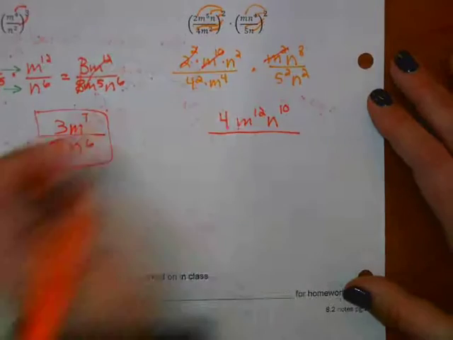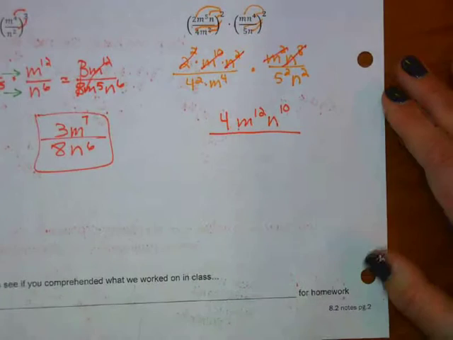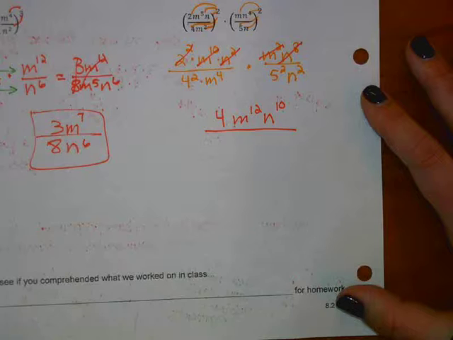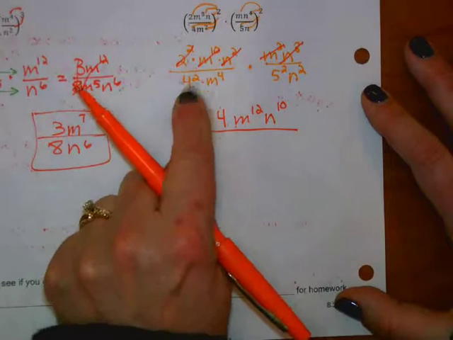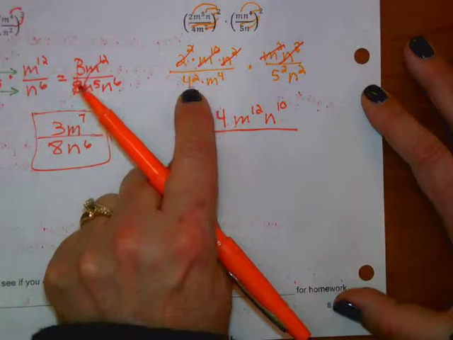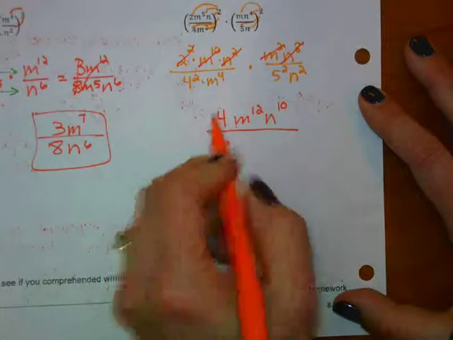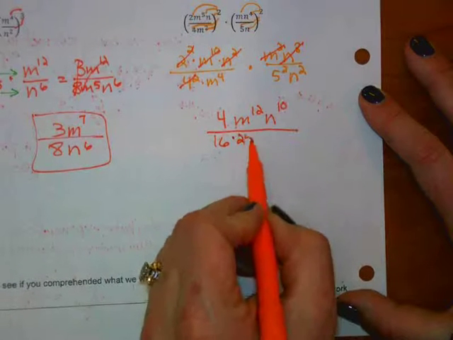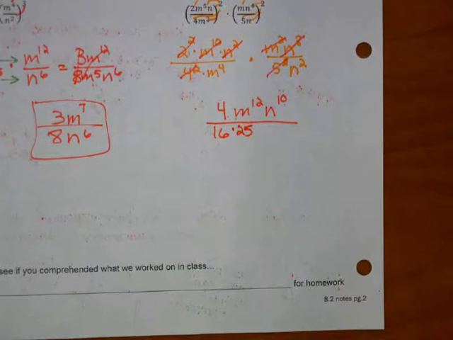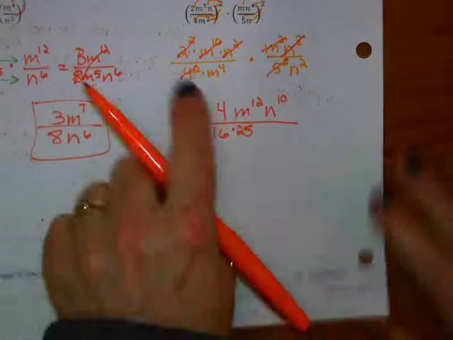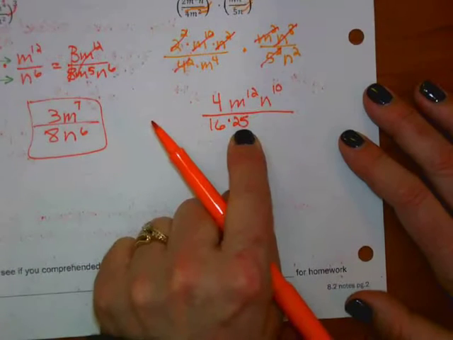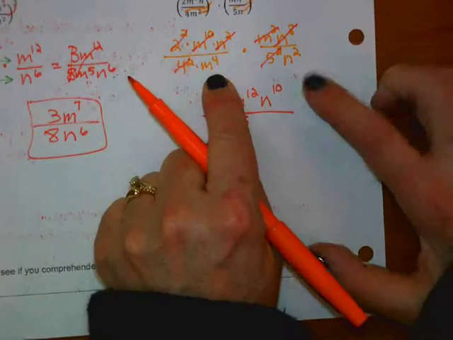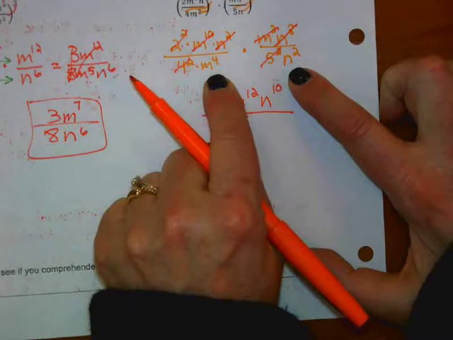Let's do the denominator now. 4 squared is what? 16. And I also have 5 squared here. So I'm going to do times 25. See that? I had 4 squared and 5 squared. So I wrote them both down here. And then I have n to the 4th and n squared. I can't combine them, so I'm just going to write them both down in the bottom here.